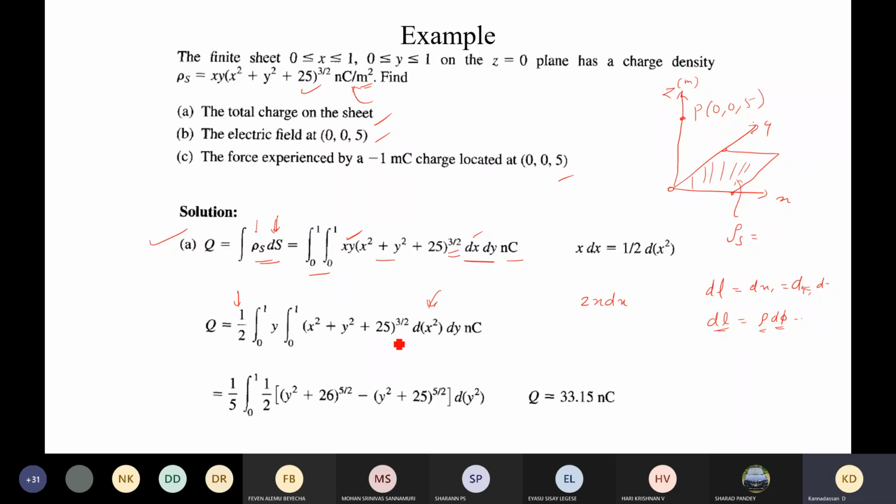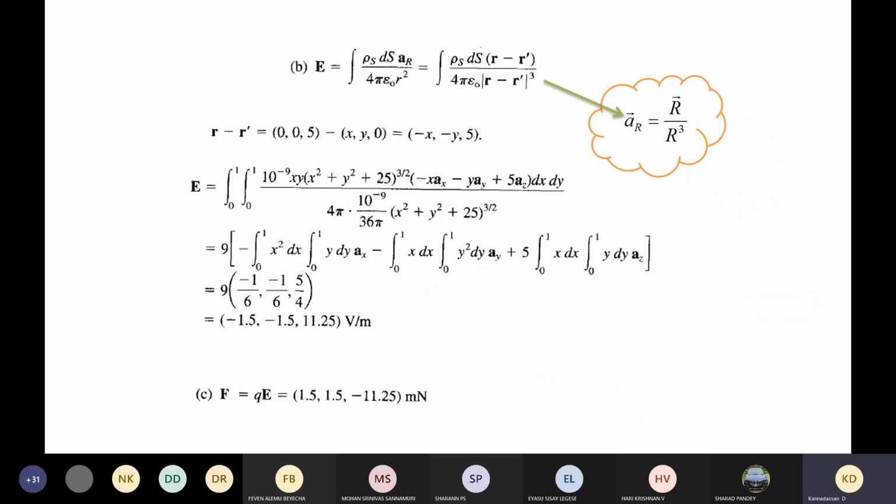Then we are integrating on both the sides, and after substituting, we are getting the total charge out of the square sheet. Now we are calculating the electric field. So when you calculate the electric field, you can simply see it at any particular point.